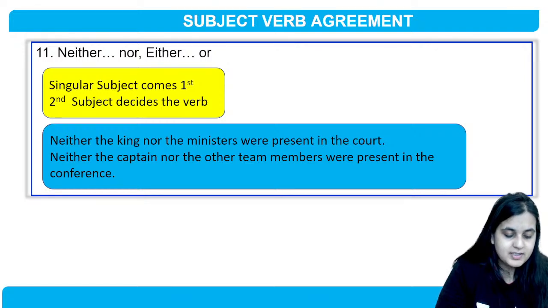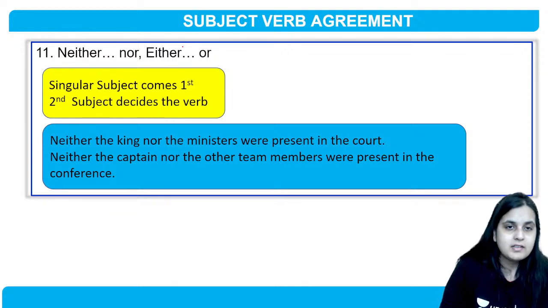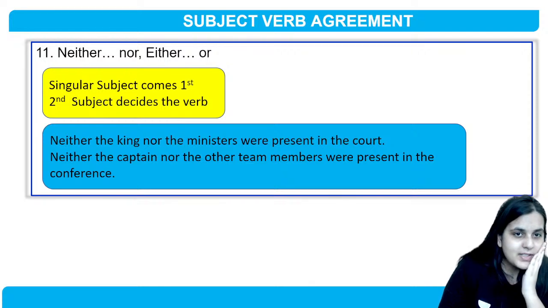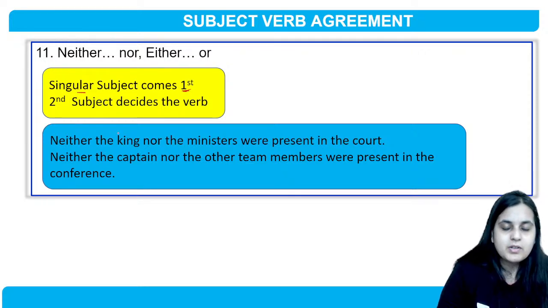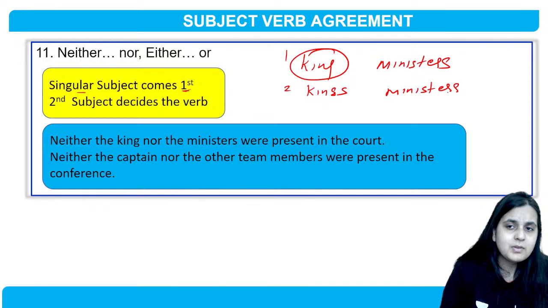Whenever two subjects are connected by either or, neither nor. Not just either, not just neither, either, neither nor, either or. Now, it is always the singular subject which comes first. Nothing to do with priority or importance or seniority, nothing. सिंपल सी चीज है. सपोज दिया है किंग और दिया है मिनिस्टर्स, क्योंकि किंग सिंगुलर है इसीलिए किंग पहले आएगा. ओके, सपोज इट वाज किंग्स एंड मिनिस्टर्स, दोनों प्लूरल होते, then you can write it in any order.